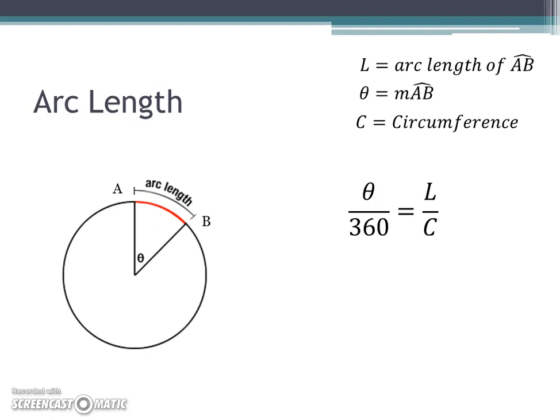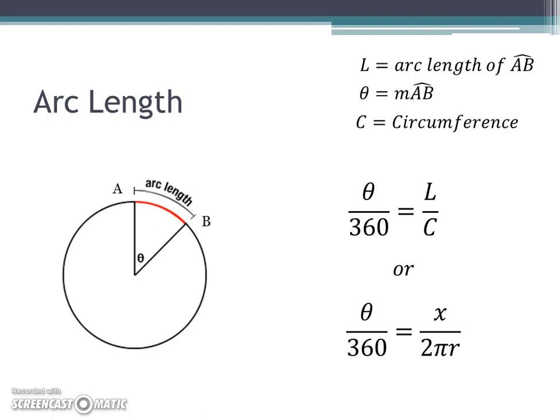Theta represents the measure of arc AB. So in other words, the angle that we're dealing with. So theta is our angle. L stands for arc length. And for all of these questions, L is just going to be x. And C is the circumference. And circumference is 2 pi r. So the actual formula I want you to use is theta over 360 equals x over 2 pi r.